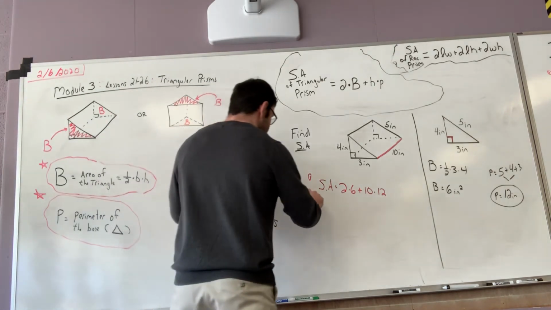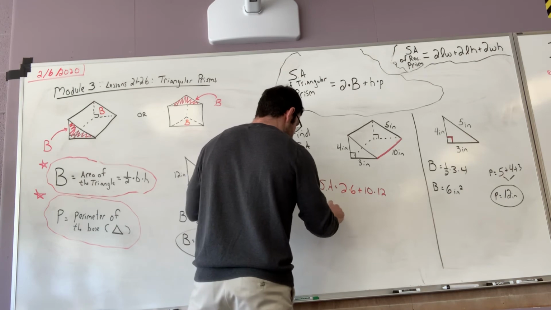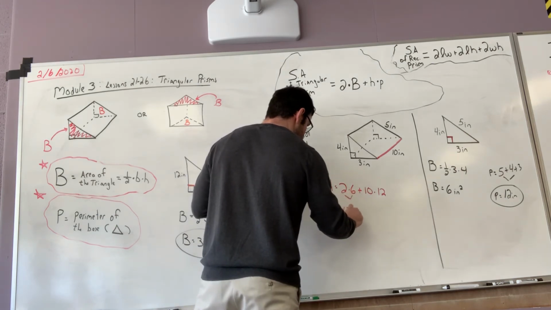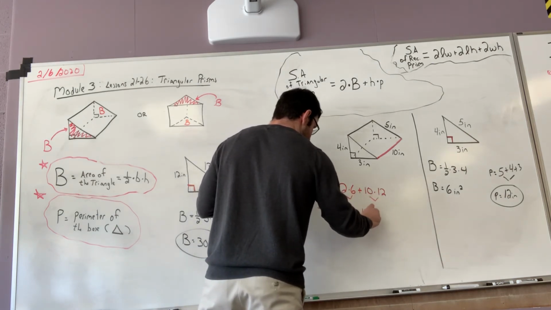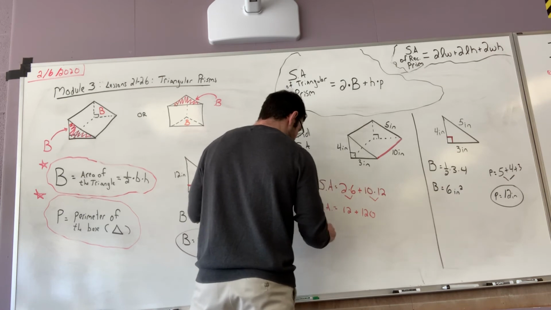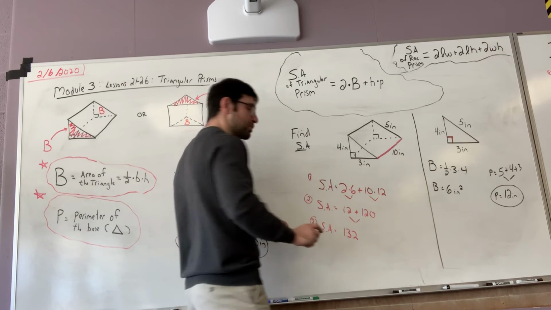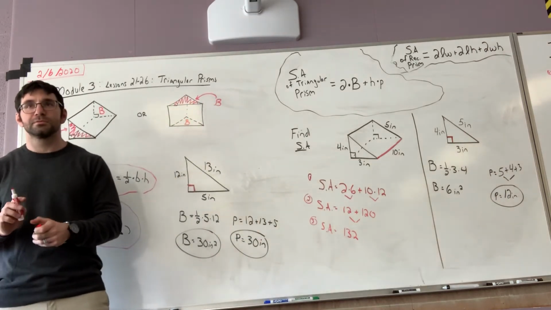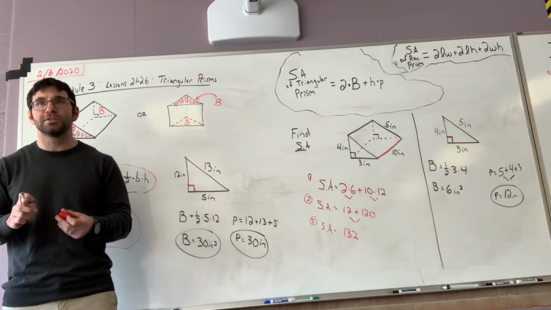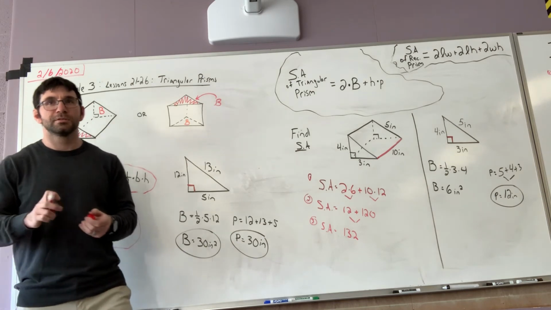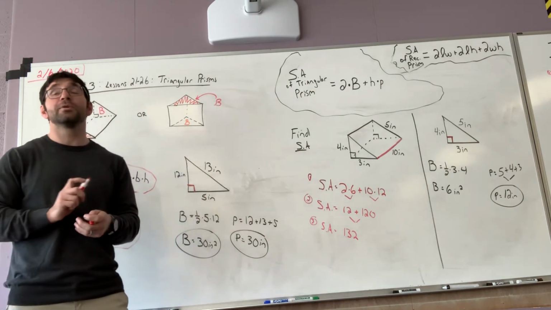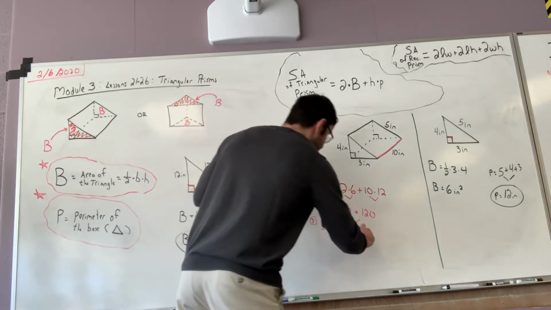Step 2, we find the products. So 2 times 6 is 12, plus 10 times 12 is 120. Third step, we find the sum, which is 132. Do I leave it like this? Trini, what do I need to put with 132? Inches what, if we're finding area? Squared. Very good, honey.